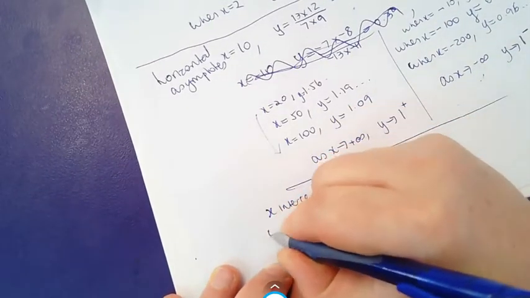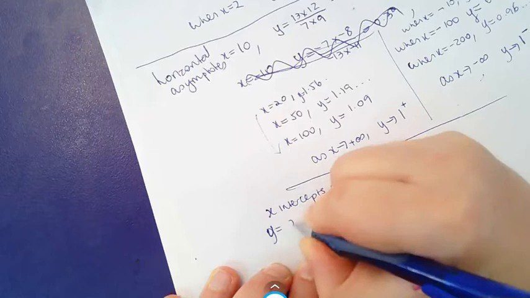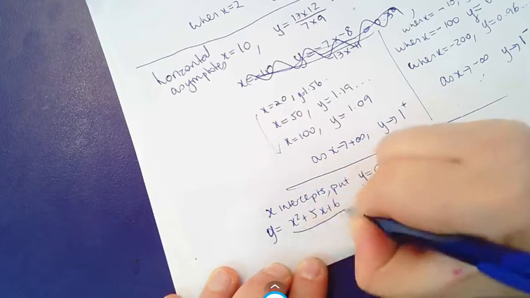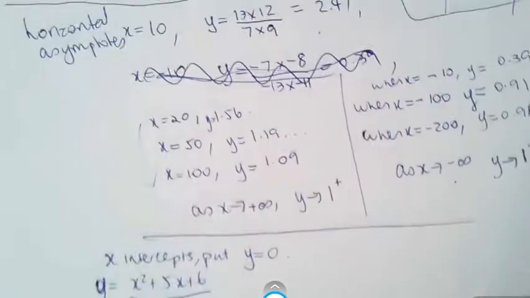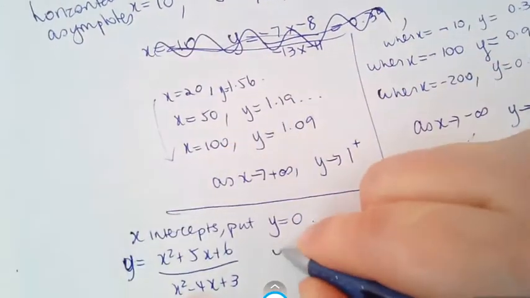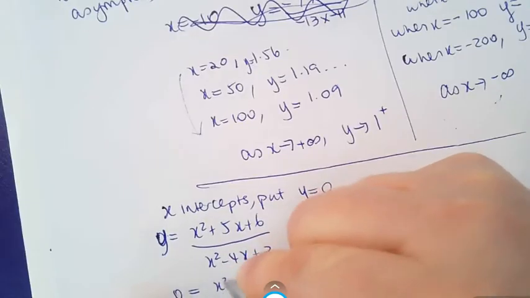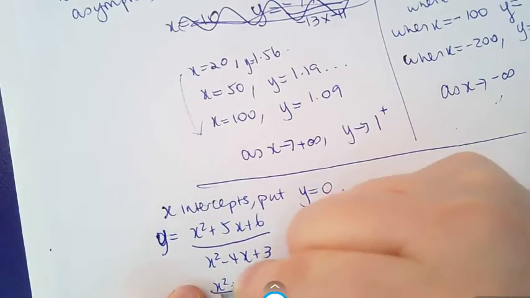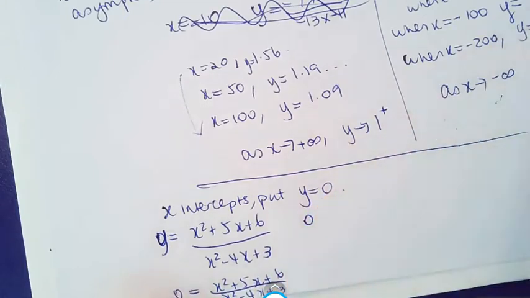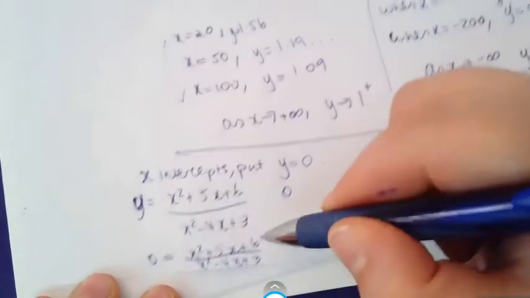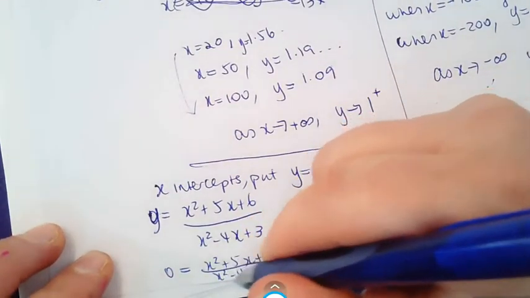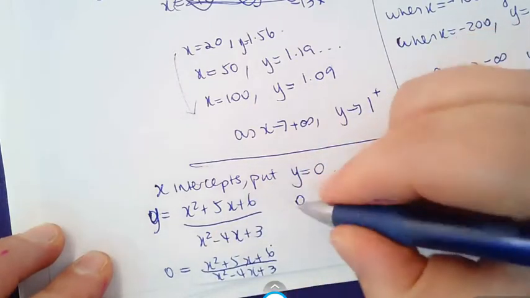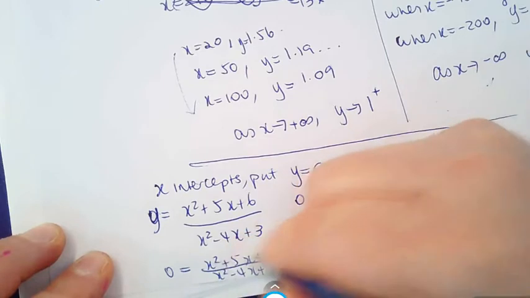Here is my equation: y equals x squared plus 5x plus 6 over x squared minus 4x plus 3. If I put y is 0, I get 0 is x squared plus 5x plus 6 over x squared minus 4x plus 3. The only way that is going to be 0 is if the numerator is 0. The denominator is not allowed to be 0, so I can't say this over 0 is 0. So the numerator must equal 0.